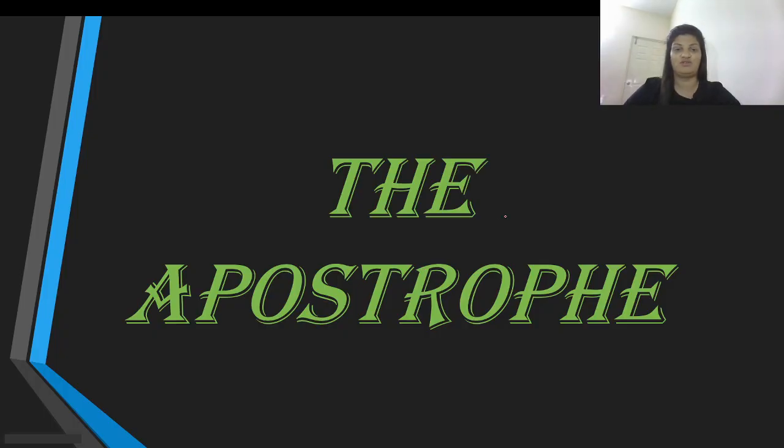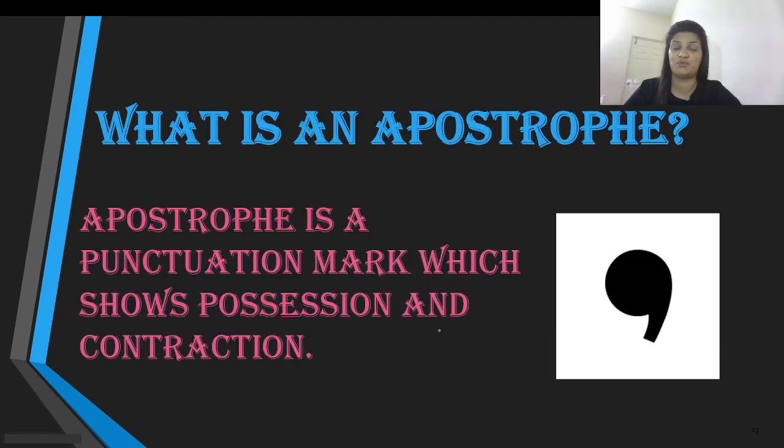Now let us move on towards today's video, and today's topic is the apostrophe, which is another punctuation mark which we use in our English writing. It is used to show possession and contraction. What is possession? Possession is when you show the ownership or the belongingness to somebody or something.